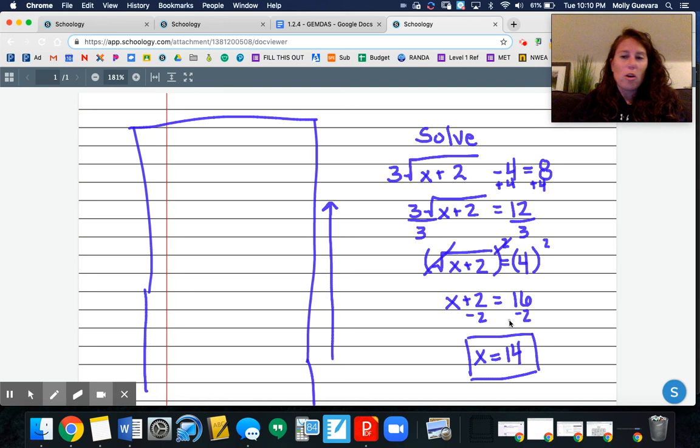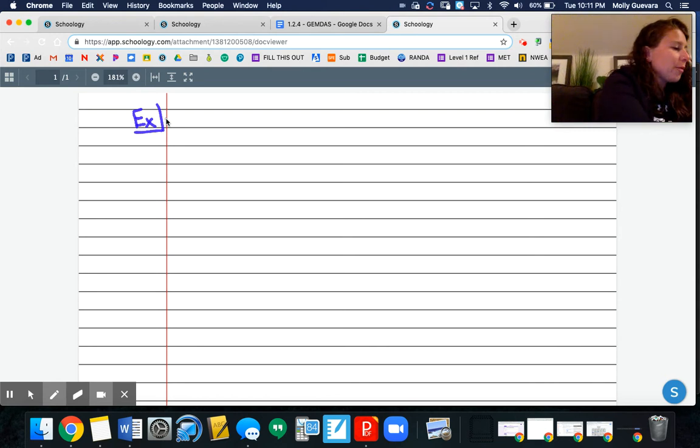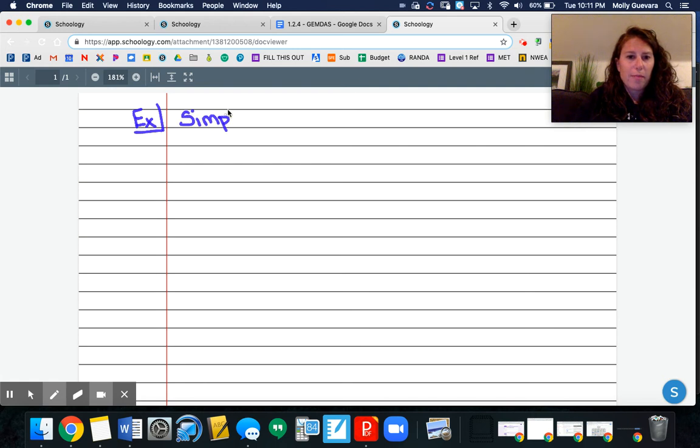Okay, so that should have hopefully filled in the first page. What we're going to do now is we're going to do 3 examples, and then we're going to be done with our notes, okay? So 3 examples, wherever you have room, probably on another page in your notebook. And then that's going to be it. And then you guys have some practice on Classroom, okay? So our first example is asking us to simplify.